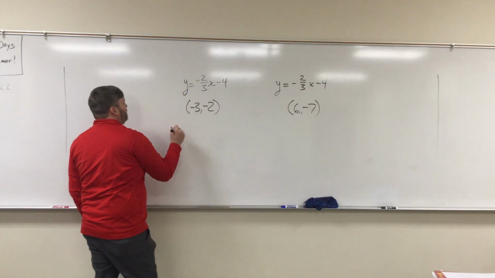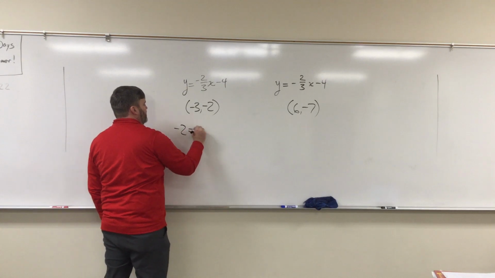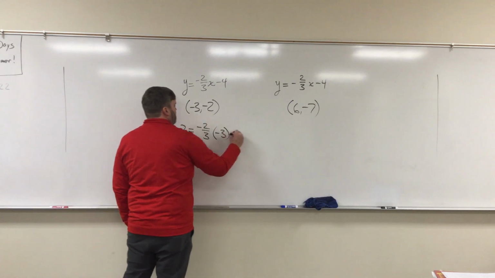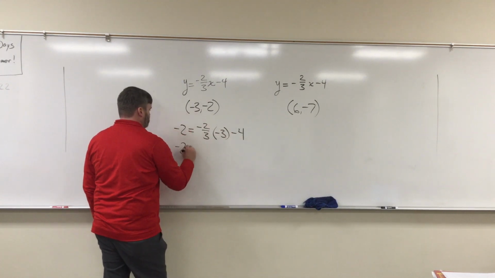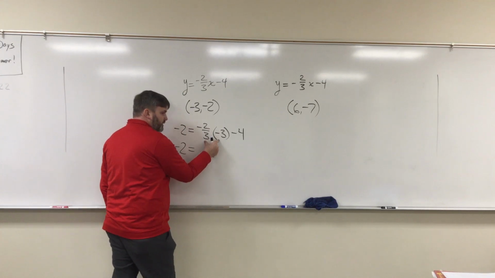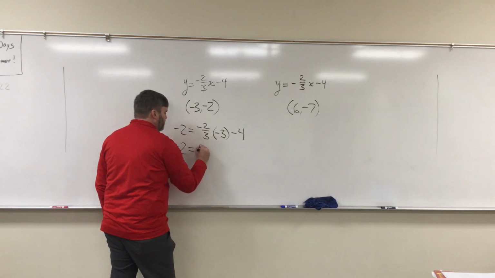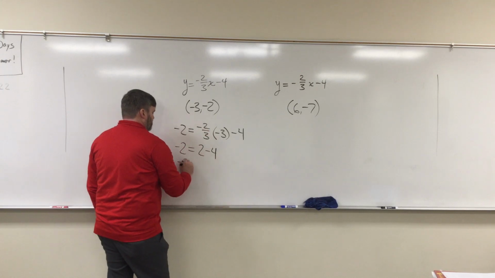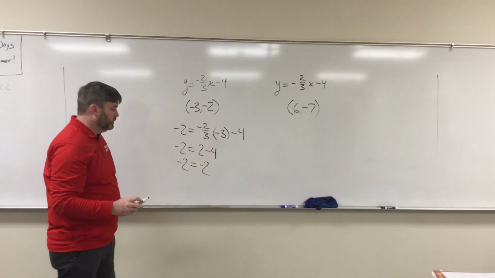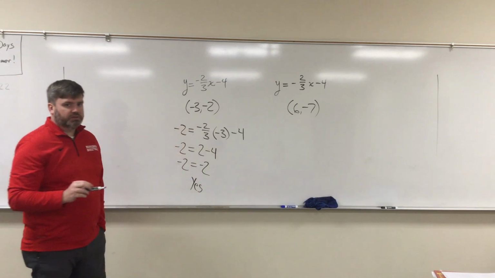So we'll start over here. Y is negative 2, so I have negative 2 equals negative 2/3 times negative 3 minus 4. A negative and a negative make a positive, so when I multiply these two, I'm going to get a positive. 3 divided by 3 is 1, times 2 is 2. 2 minus 4 is negative 2. Negative 2 equals negative 2. That's a true statement, so yes, that point is on the line.